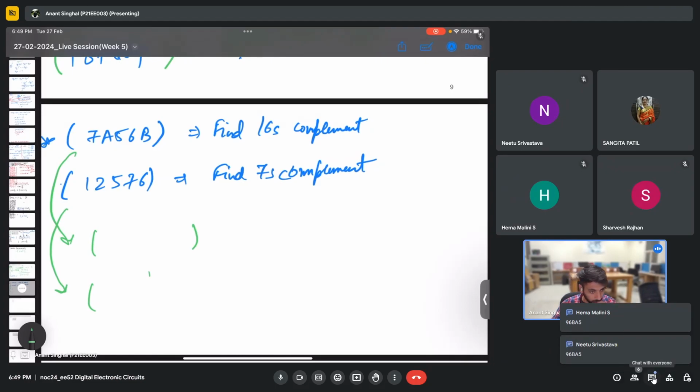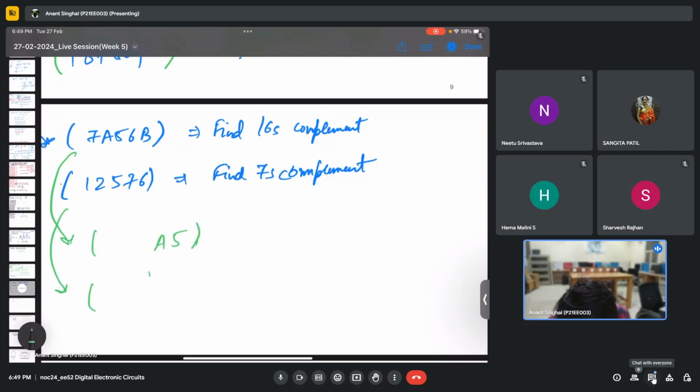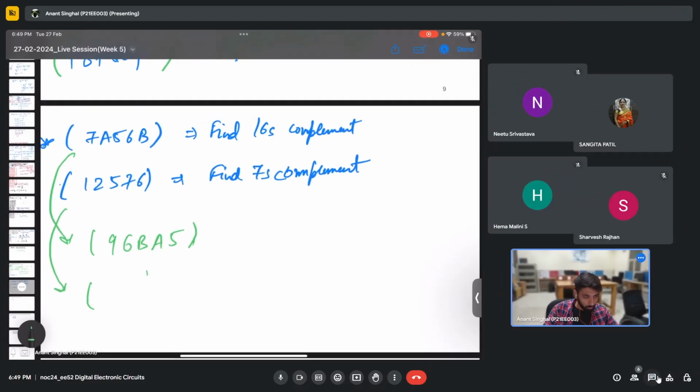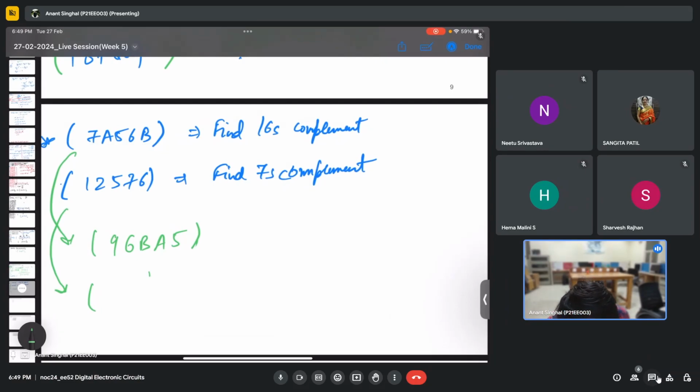So I already have the answer. B is, this will be 5, this will be A, this will be 11, that is B. A is 10, so this will be 6, and 16 minus 7 is 9, that will be 9. I guess you all are getting the same. And similarly for this one, with 7s, it is 6 and then 5 and then 2 and then 0 and then 1. These are very basic.